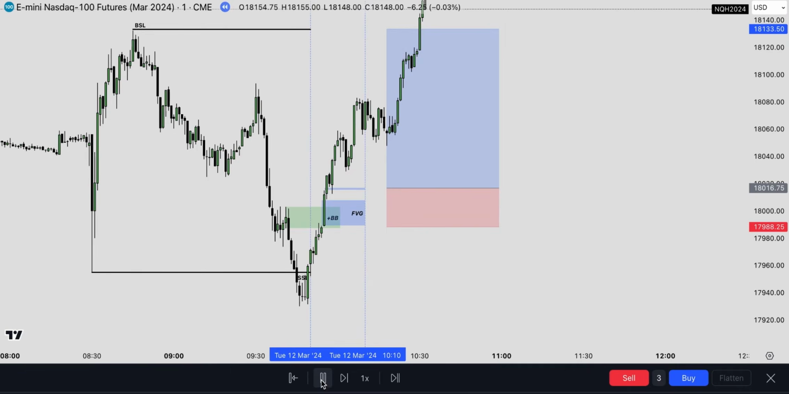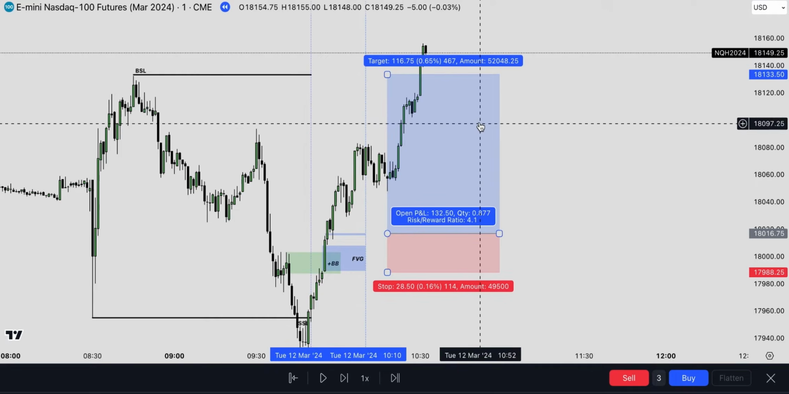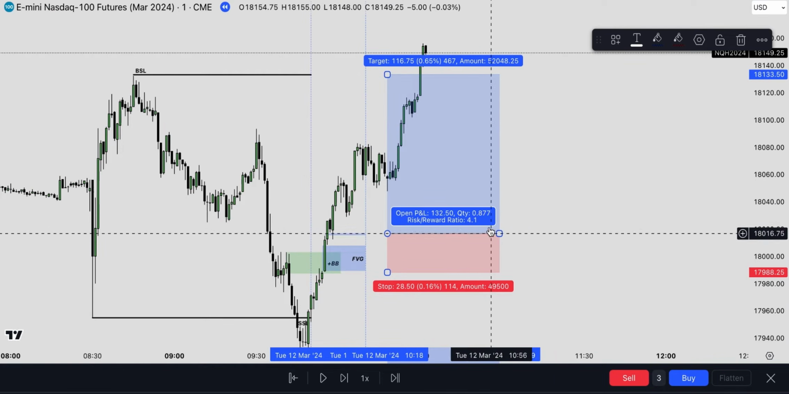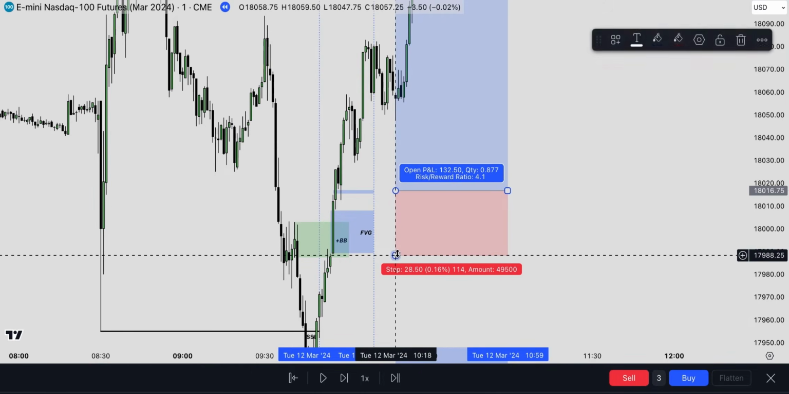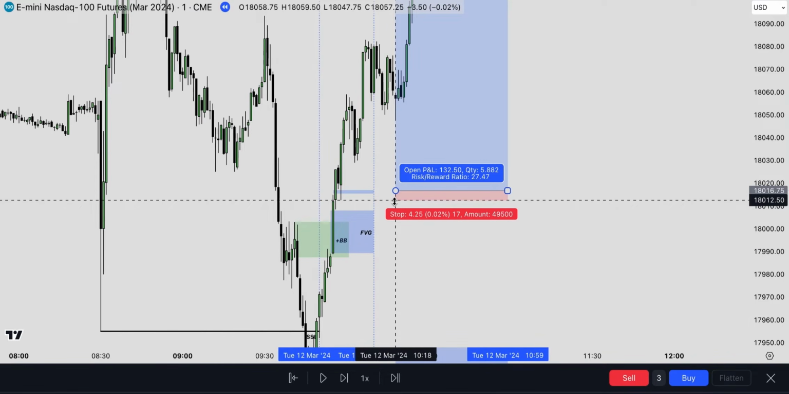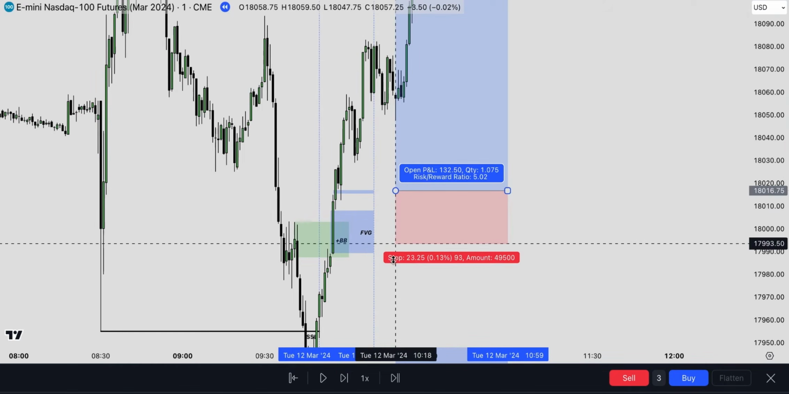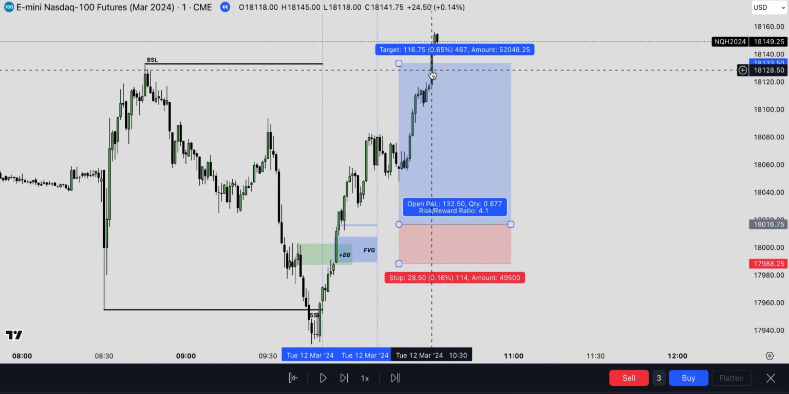Okay, price runs up, boom, TP would have been smashed right there for a nice 1 to 4 risk to reward with very, very little drawdown, guys, right? So in this case here, you only had literally 4 handles of drawdown, okay? Perfect. As you can see, the TP would have been smashed at 10:30 AM your time.